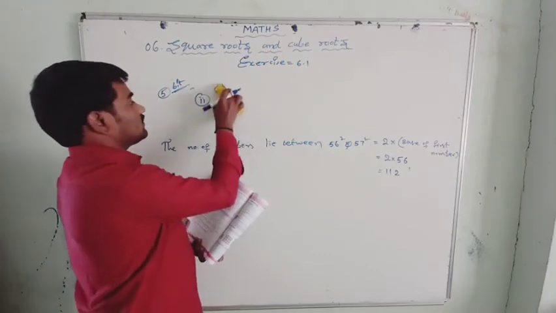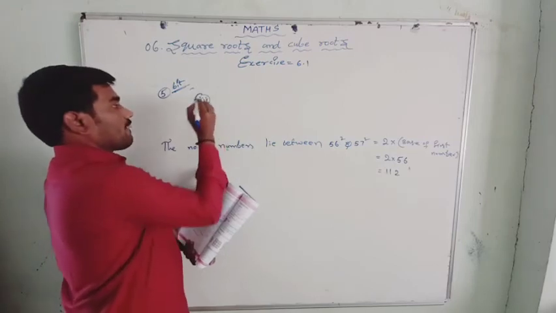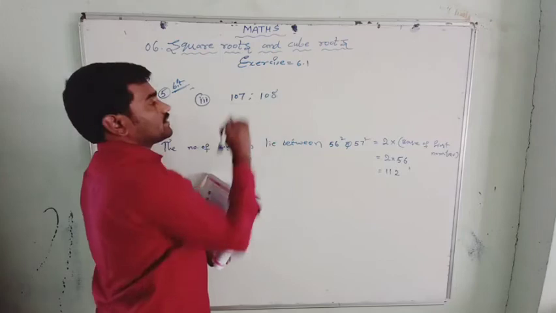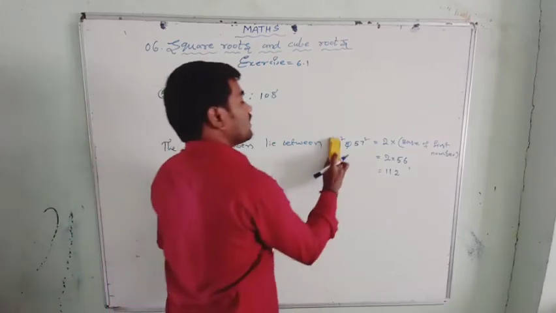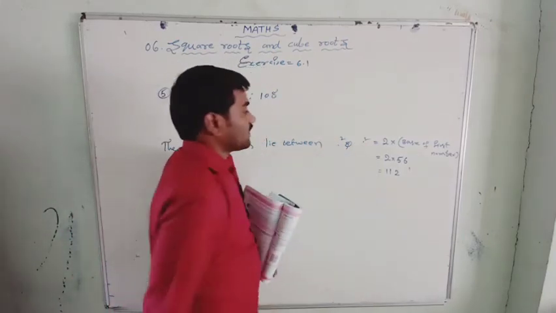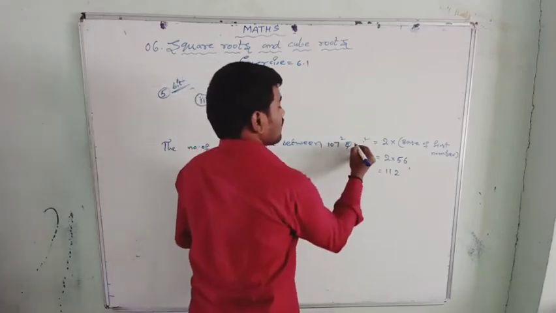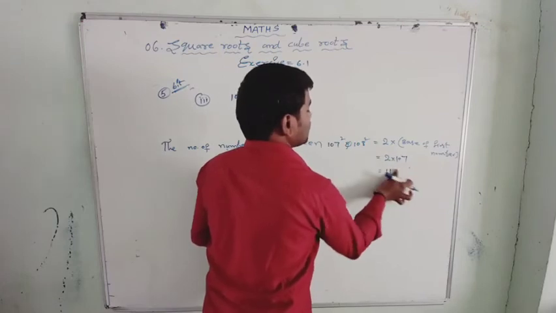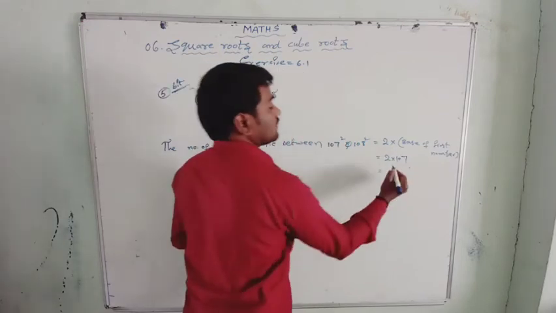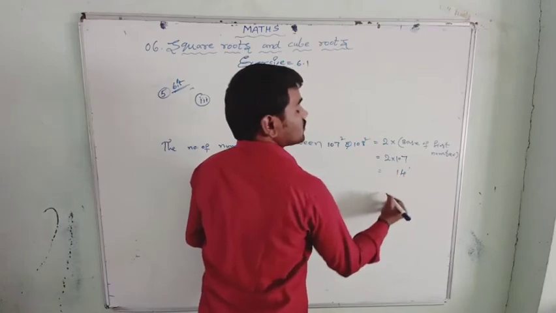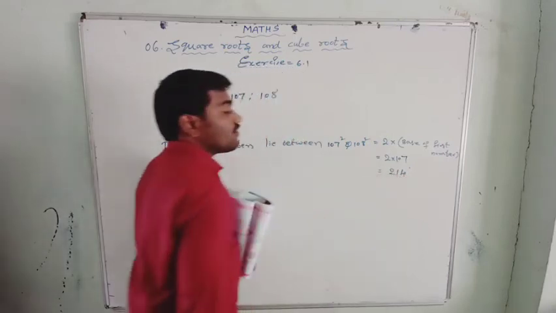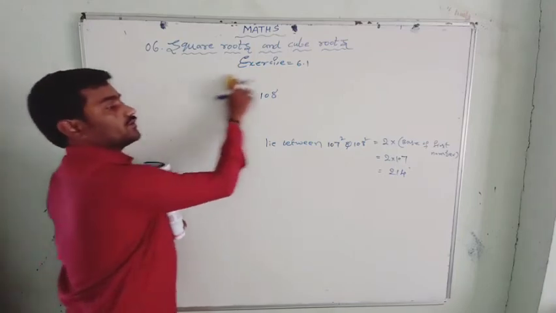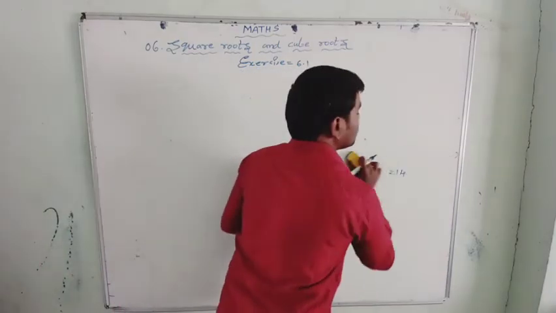In the same way we have the third one now, 107 and 108. How many numbers lie between these? 2 into base of the first number, that is 107. 2 7s are 14, 1 carry 2, 0, 0, 1, 2: 214 numbers lie between these two numbers. Simple. So this is a formula you need to remember: 2 into base of the first number.